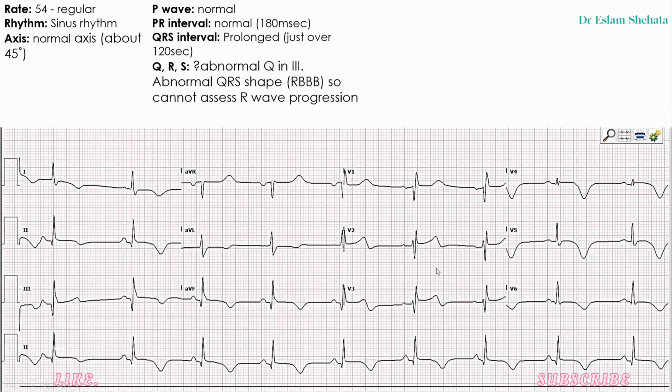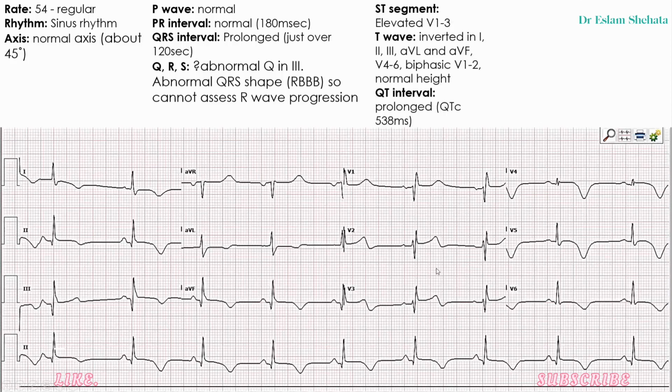We can't really assess R wave progression in this ECG. There's some ST segment changes with some slight ST elevation in V1 to 3. There's T wave changes with inversion in leads 1, 2, and 3, aVL, aVF. There's biphasic T waves in V2 and V3, and more inverted T waves in V4, 5, and 6. The QT interval is prolonged with a QTc of 538 milliseconds.